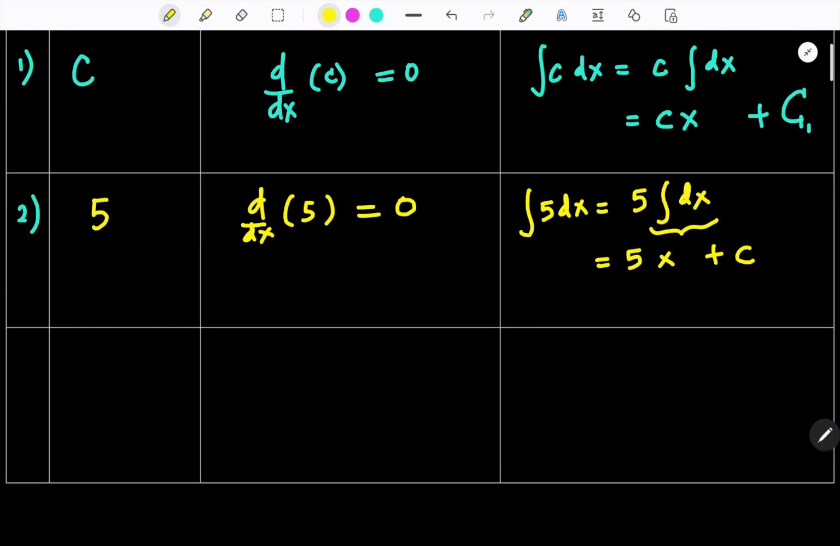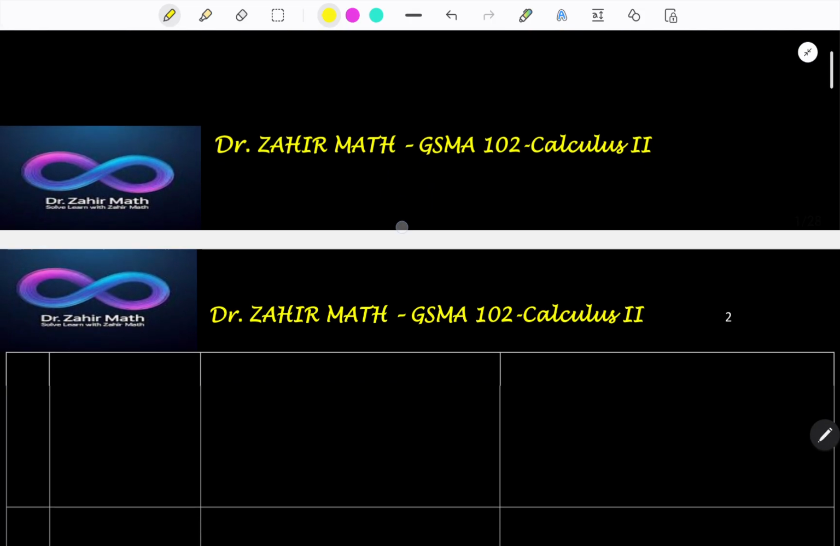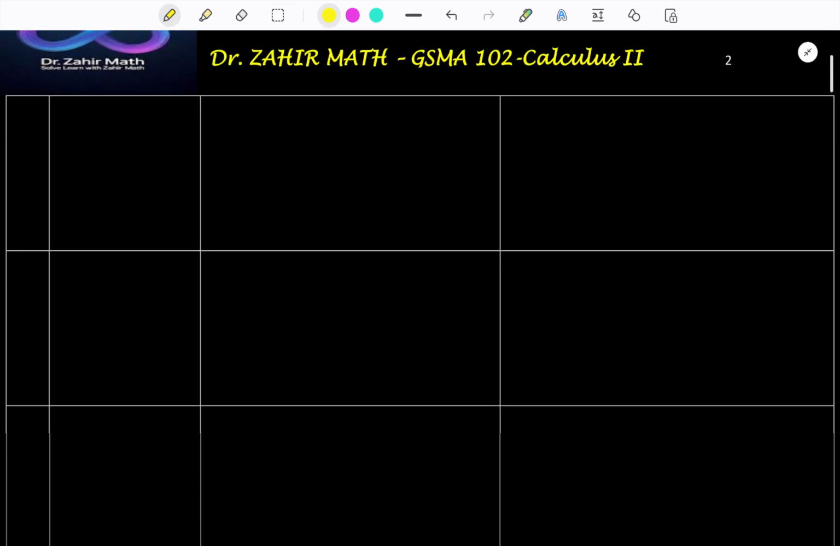Let's go to the first formula which you studied in differential calculus, which is x power n. What is the derivative of x power n? It is n x power n minus 1. Do you remember that? So the derivative of x power n is equal to n x power n minus 1. The integral formula is integral x power n dx equals x power n plus 1 divided by n plus 1, plus integrating constant C. This is number 4.